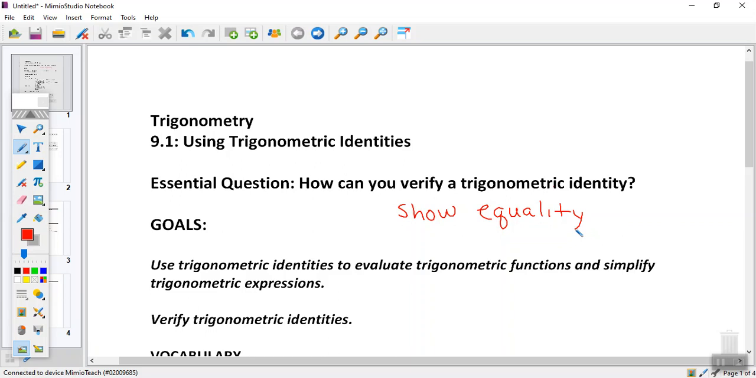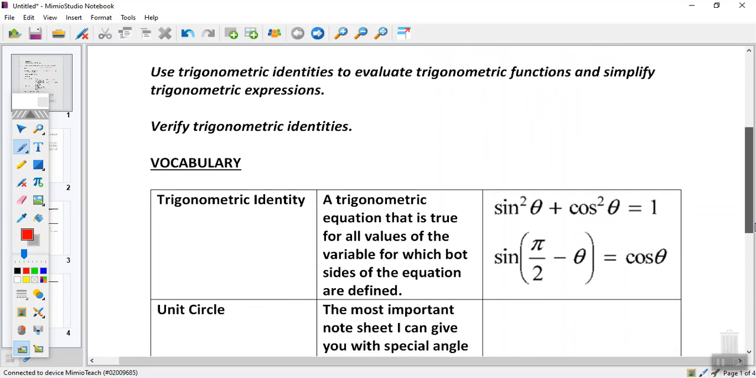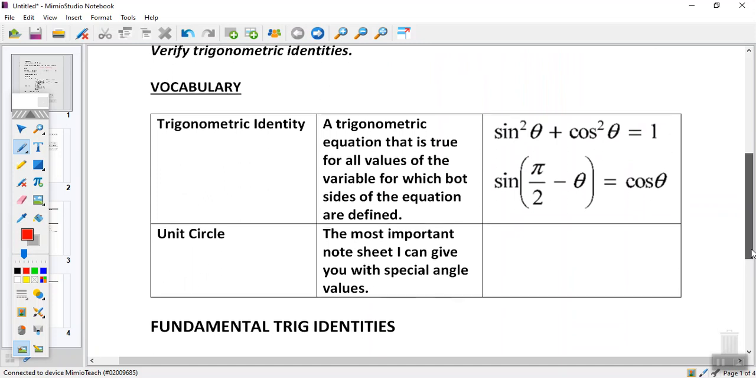So our goals today, kids, we're going to use trigonometric identities to evaluate trig functions and simplify trig expressions. We're also going to verify trigonometric identities. So, that said, let's see what some of our vocab is today. I think the vocab is kind of short, isn't it? Yep.